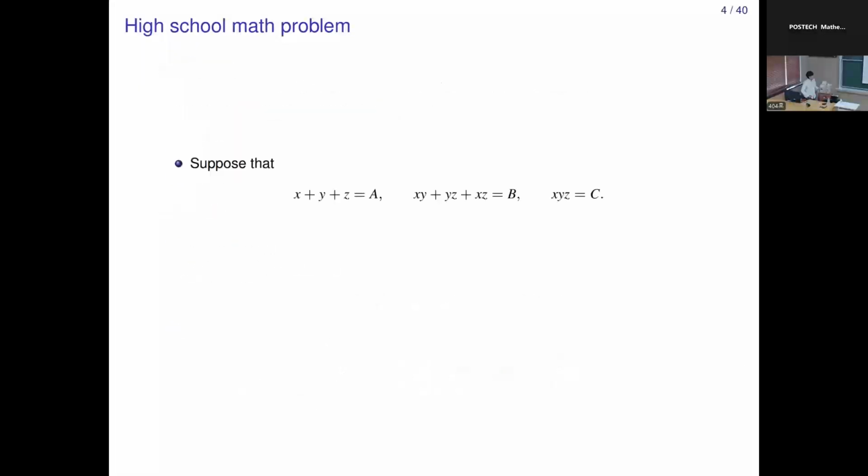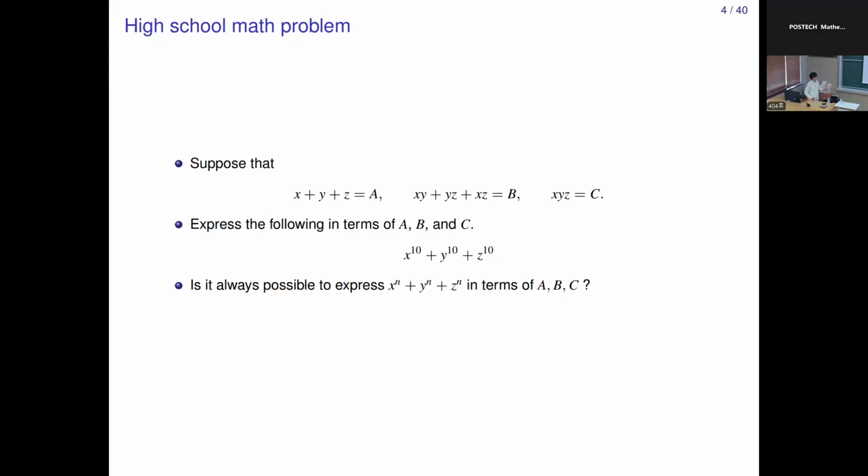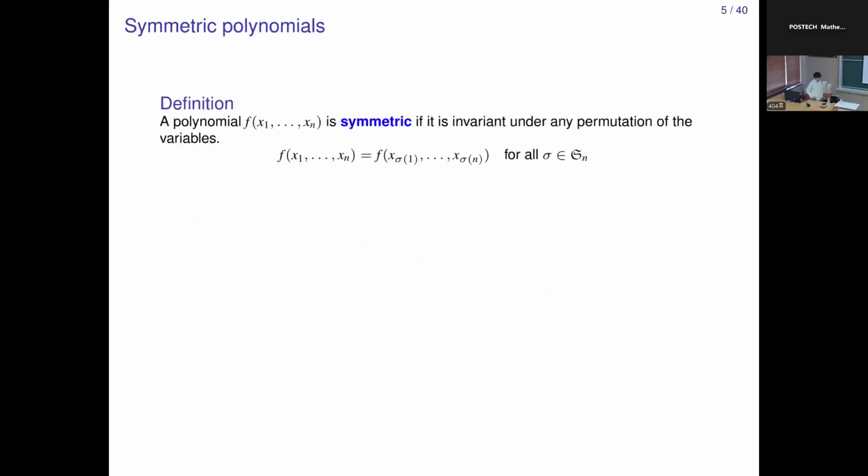But if you're a mathematician, you will be asking more questions. Can we do this with x to the 10th power, etc.? In general, can we do this for arbitrary integer n? Can we express this in terms of a, b, and c? And I'm going to give you an answer a little later. And to answer this, I'm going to tell you some definitions.